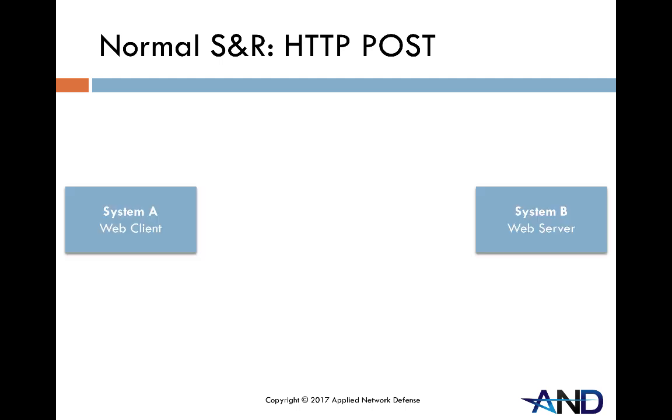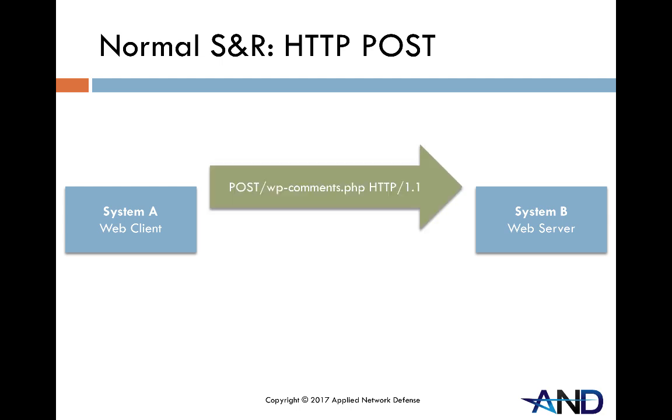Now, for the most part, a post follows a similar structure as a GET, right? It's just a different HTTP request method. So in this case, we'll do a post, and let's say we're doing it to wp-comments.php, which means we're probably leaving a comment on a WordPress blog entry. And then we would get a response back, again, an HTTP 200 OK, ideally, although there may be some other things that make a little bit more sense in the case of a post.